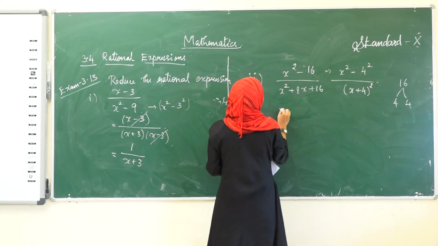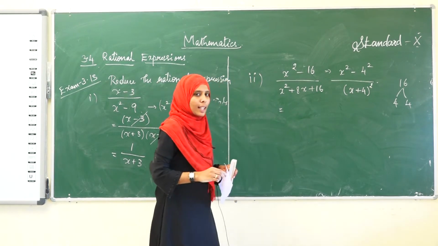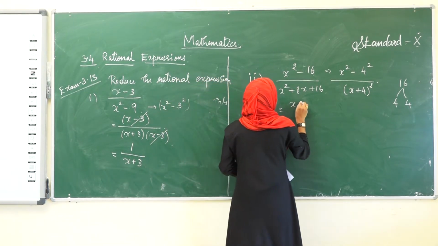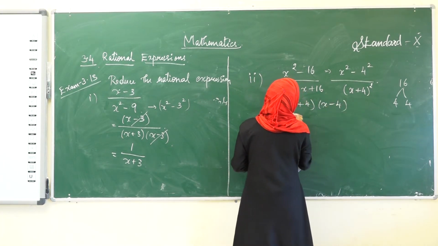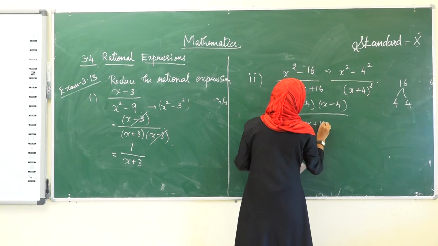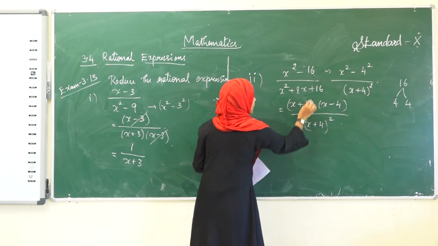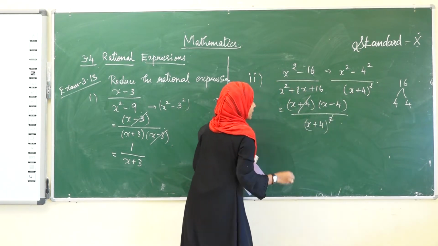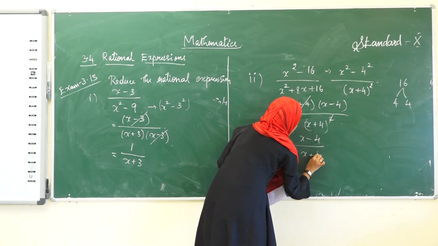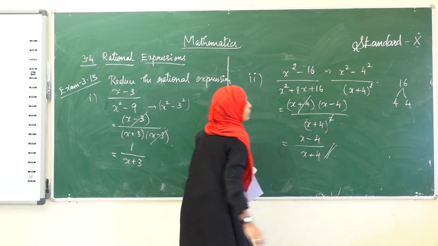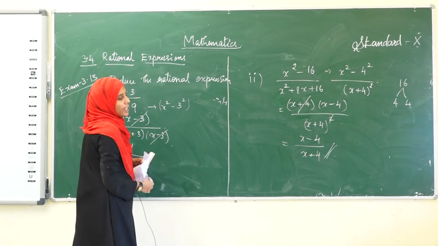This can be written using the a square minus b square formula, a plus b into a minus b. Therefore, x plus 4 into x minus 4 divided by x plus 4 the whole square. See, this term and the one term in this get cancelled. Therefore, the remaining will be x minus 4 divided by x plus 4. This is the lowest form of the given rational expression.